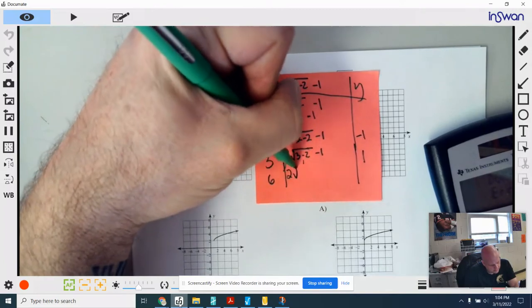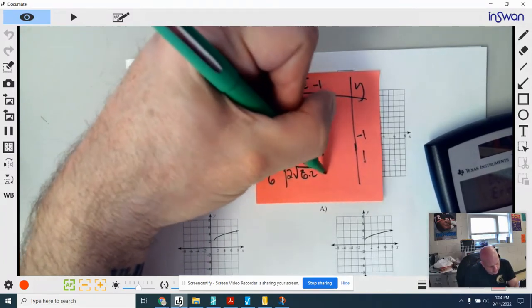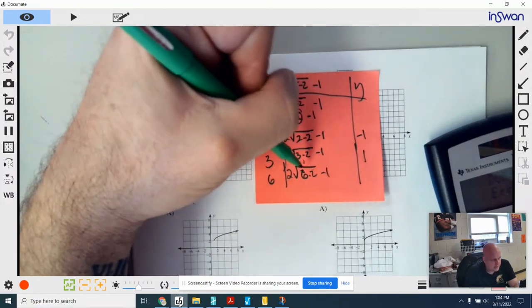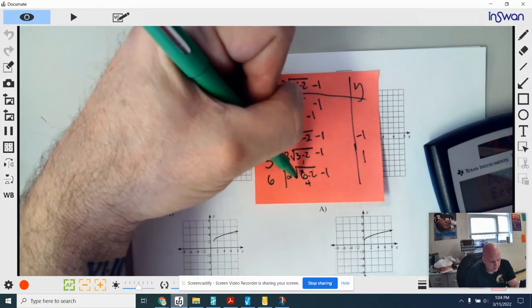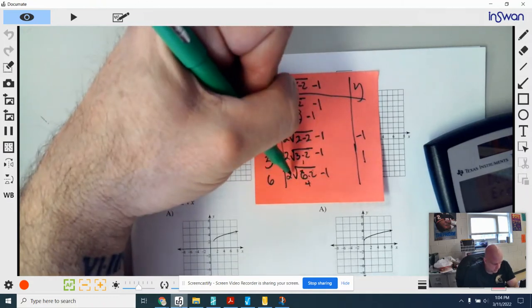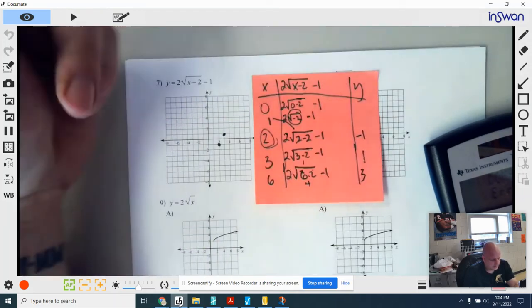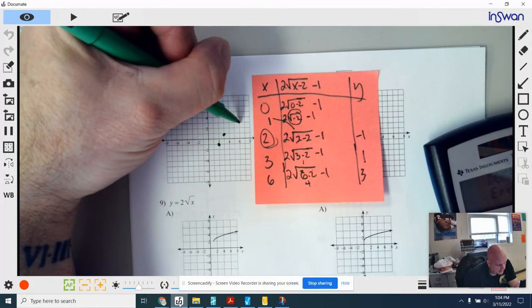So 2 times 6, take away 2, minus 1. Now I chose 6 because I know 6 minus 2 gives you 4, and that's a perfect square. So square root of 4 is 2. 2 times 2 is 4. Take away 1 is 3. So I plug in a 6, and I get 3.